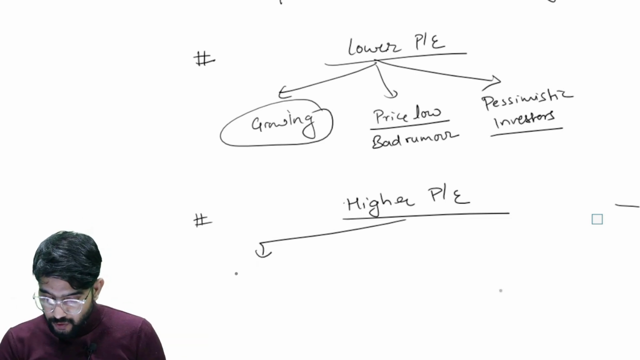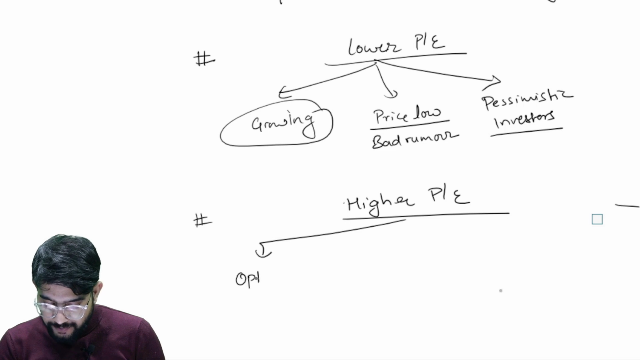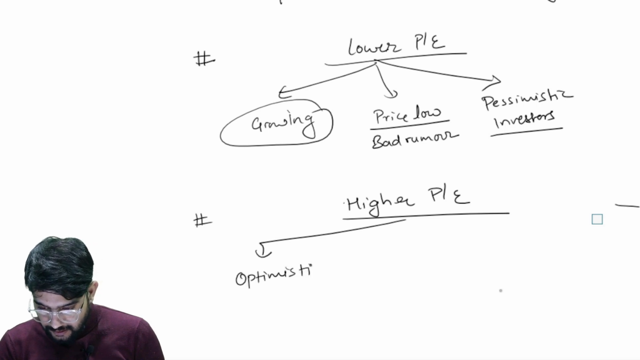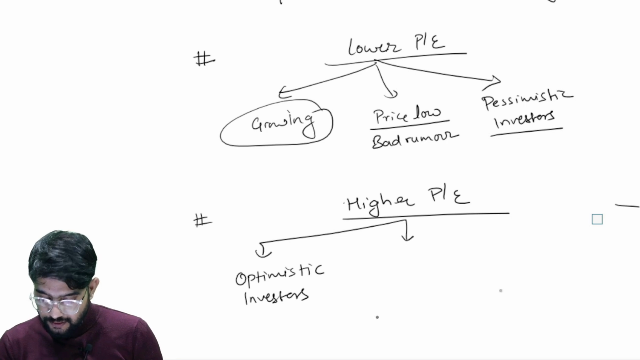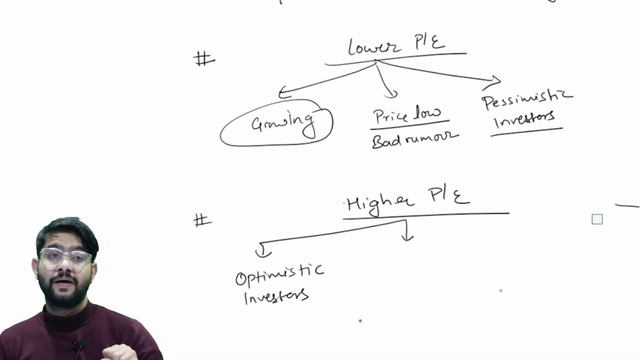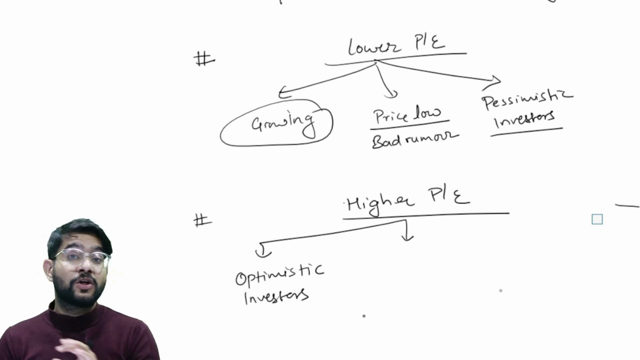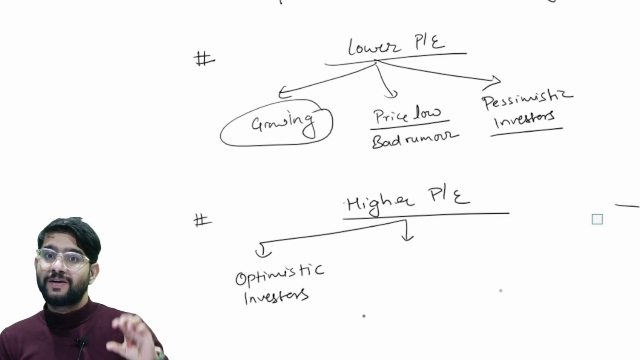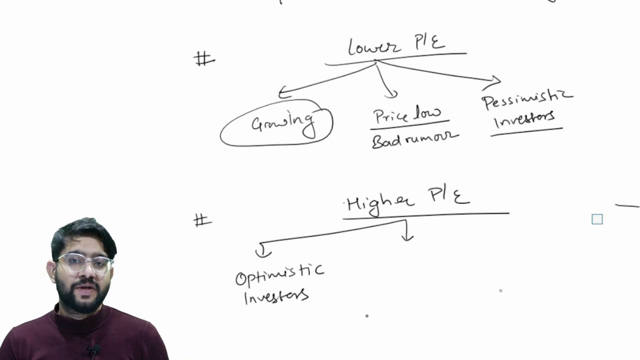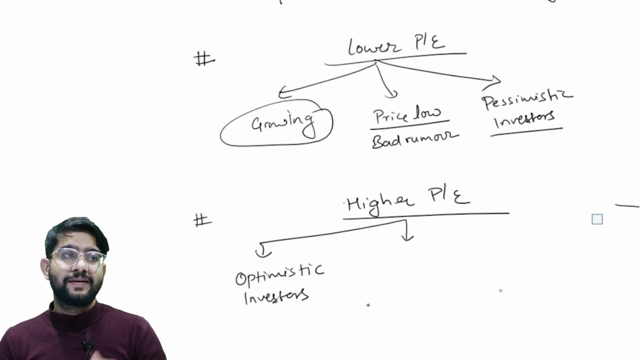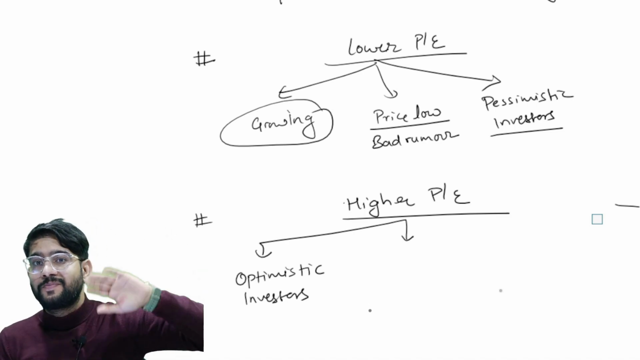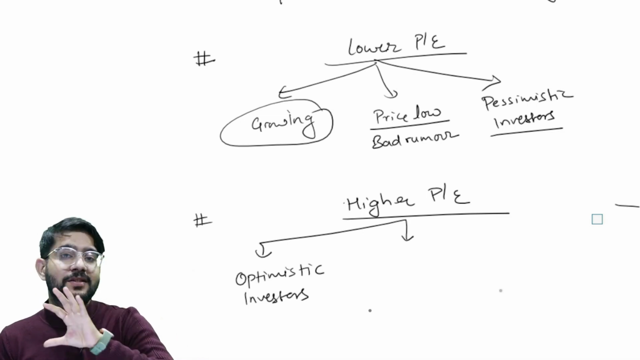Okay, so optimistic investors can be one reason. Another reason is there is a rumor about the company which is false, which is not true, and that rumor is about the positive nature of the company. So a false positive rumor can lead to a higher growth in the price of the company for the short term only. It is a short term phenomenon.